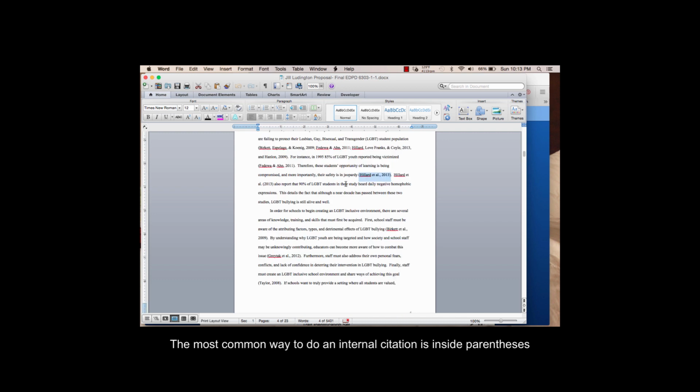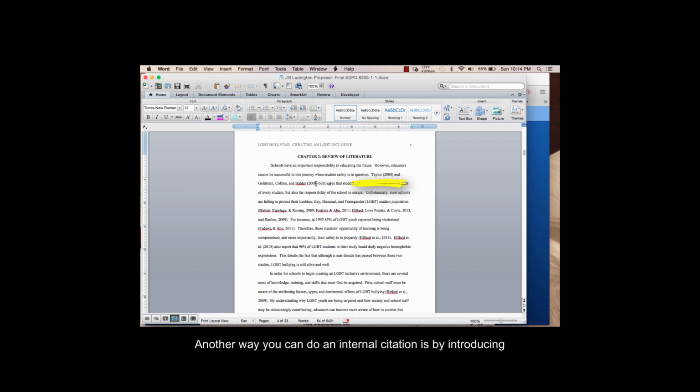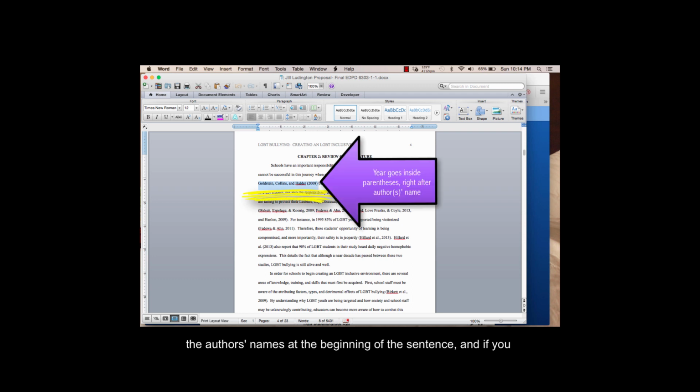The most common way to do an internal citation is inside parentheses at the end of what you're citing, like this Hillard citation here. Another way you can do an internal citation is by introducing the author's names at the beginning of the sentence. And if you do that, you need to make sure to put the year inside parentheses.